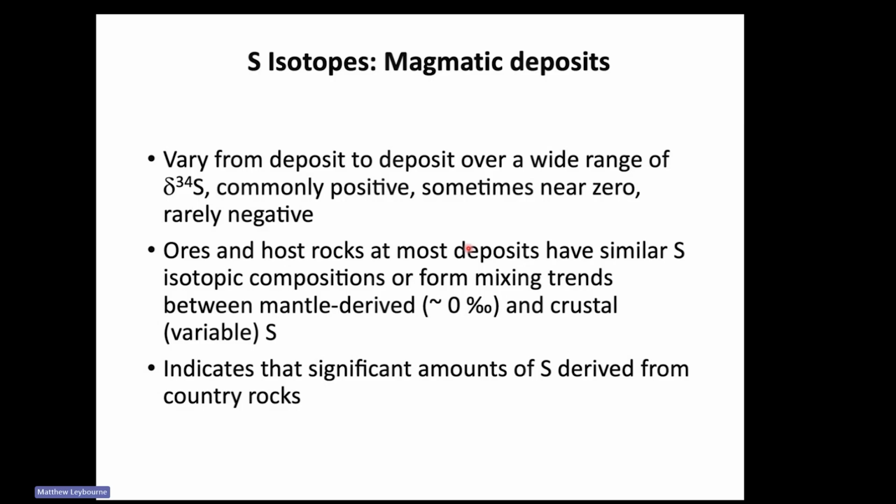trends with crustal sulfur. And the reason for this is, to make a large sulfide deposit from a magma, we need to bring in external sulfur because magmas can't carry a lot of sulfur. If they did, it would form sulfide minerals and they would precipitate very low in the crust and we'd never form a deposit near surface.